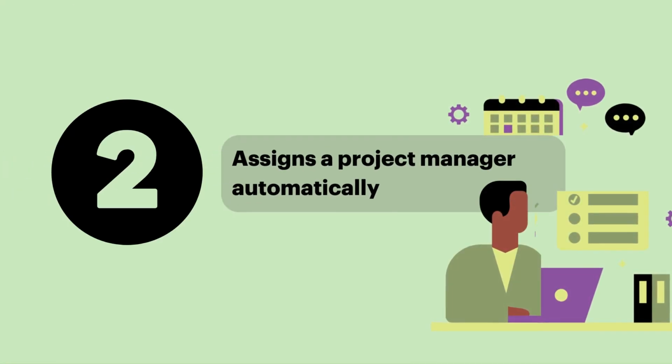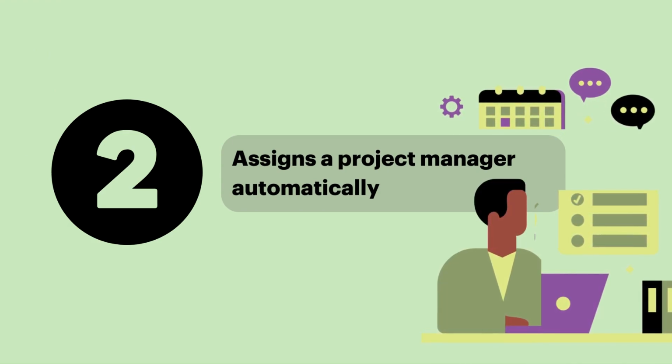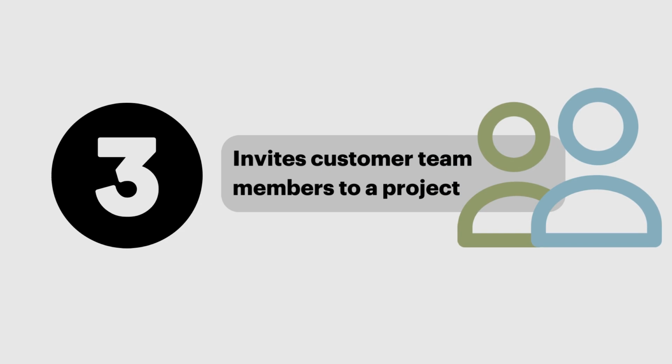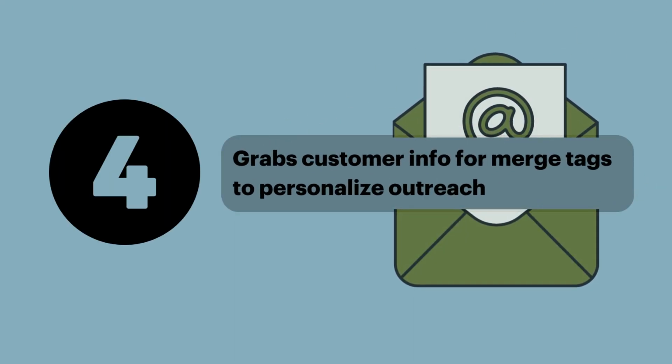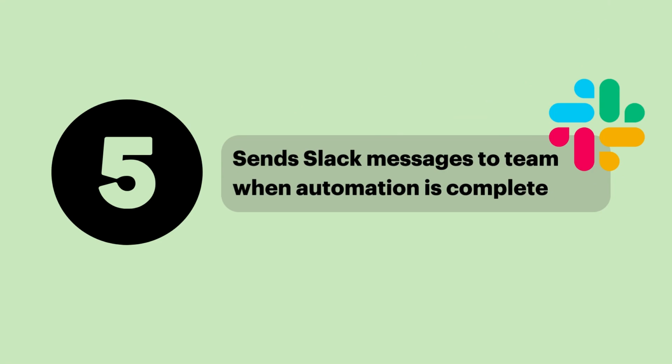Assigns a project manager automatically according to any resource management logic you use. Invites customer team members to a project using associated contacts in HubSpot. Grabs customer info for merge tags that can be used to personalize your emails and outreach. And even sends Slack messages to team members, informing them when the automation is complete.